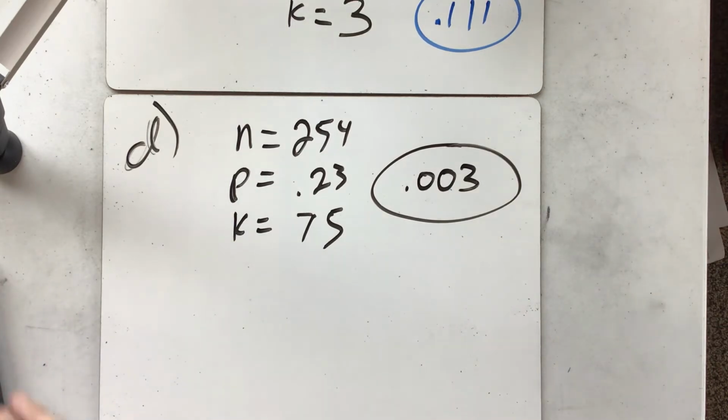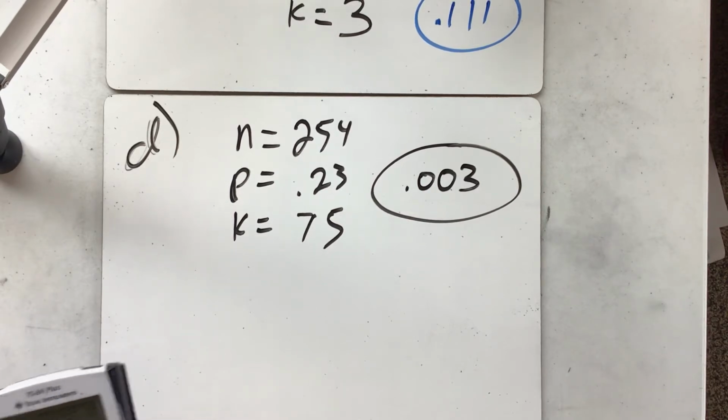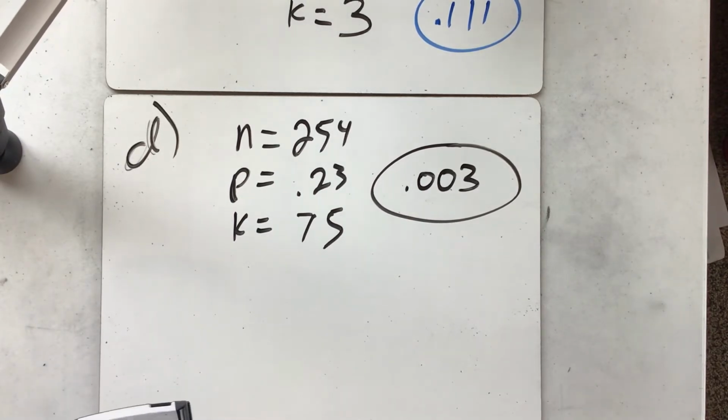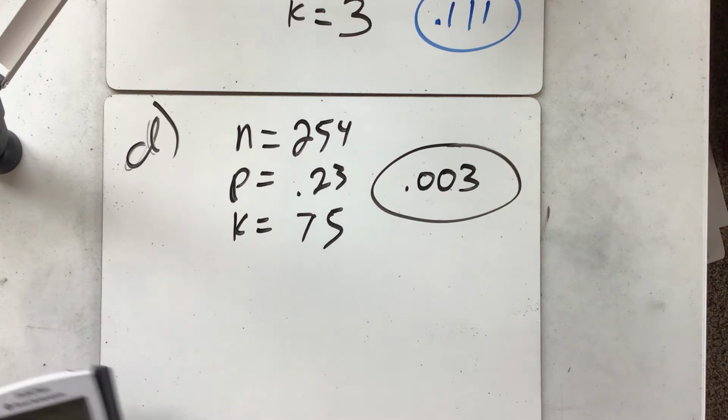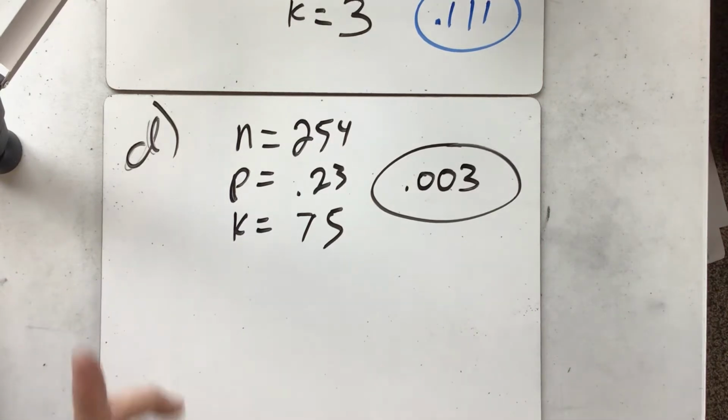If we switched it to binomial CDF, however, and we did binomial CDF, and we did 254 and 75, and 0.23 and 75, we would get a number that's much larger. In fact, we get a 99% chance. So that's not telling us 75 goals, that's saying 75 or less. So most likely, he's going to score less than 75 goals.